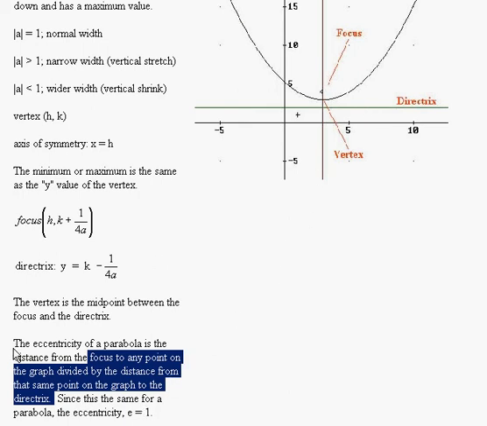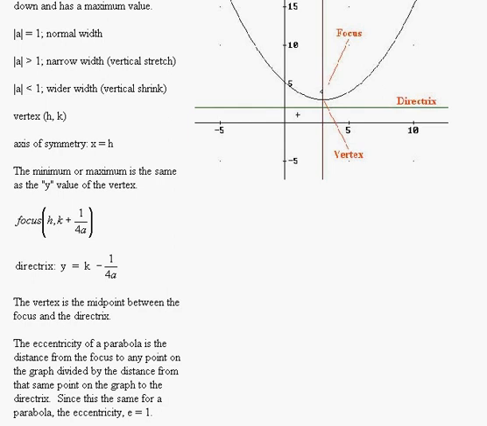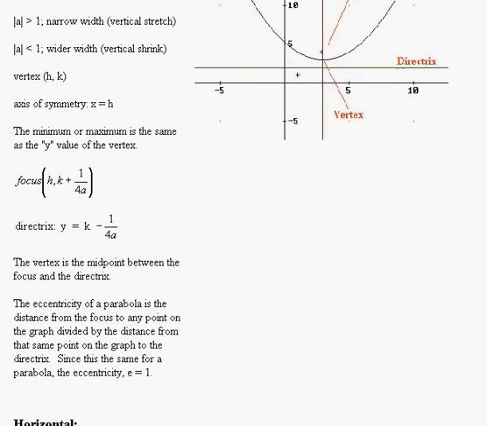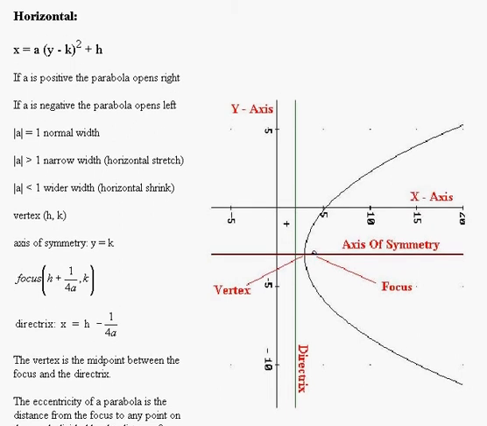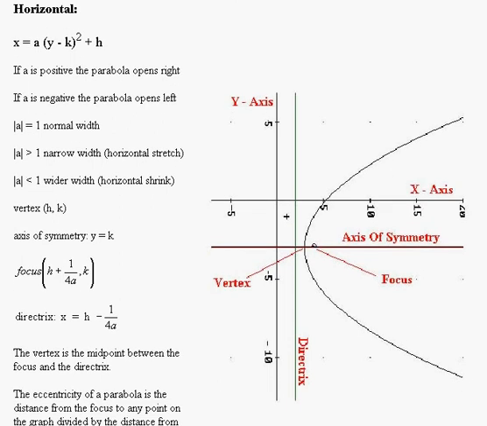So therefore, the eccentricity of a parabola is 1. Remember, eccentricity is essentially measuring the curvature of that shape compared to a circle. All right, well, what we haven't seen before is horizontal parabolas. So this parabola can open to the right or it can open to the left.